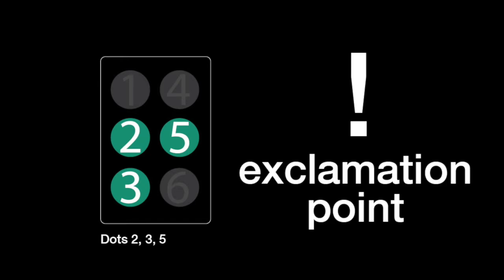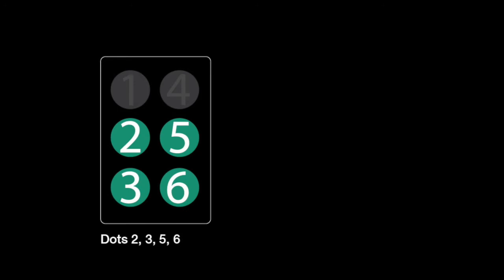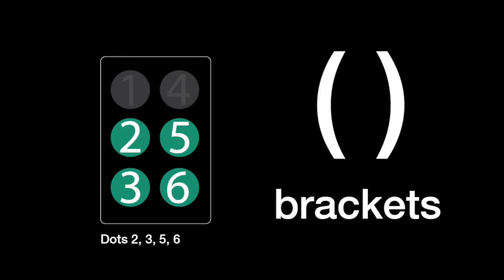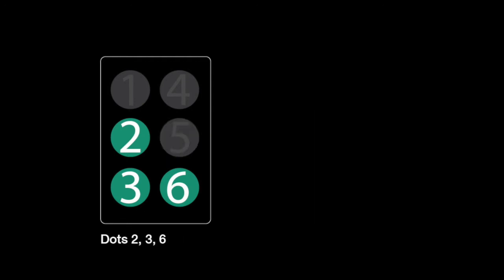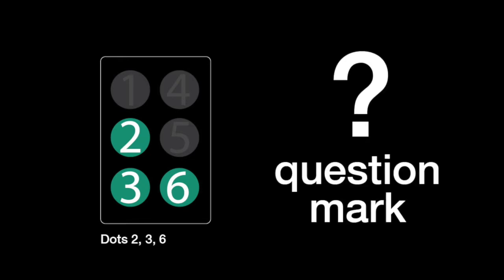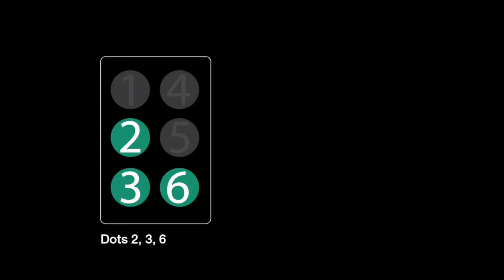An exclamation point is dot 2, 3, and 5. Dot 2, 3, 5, and 6. Open and close brackets is dot 2, 3, 5, and 6. Dot 2, 3, and 6. A question mark is dot 2, 3, and 6. Dots 2, 3, and 6.